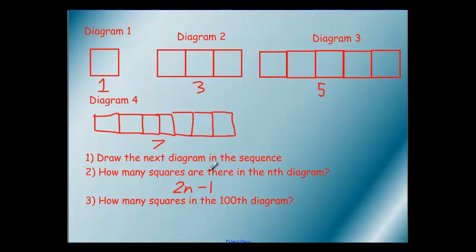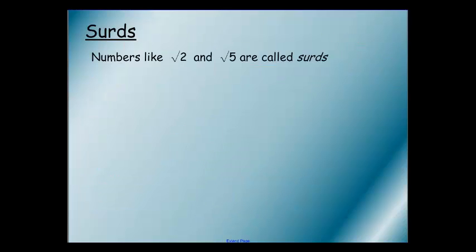And to get from the 2 times table to this sequence, I need to take away 1. Now that I have this nth term, I can work out how many squares there are in the hundredth diagram. So in the hundredth diagram, n is 100, so 2 times 100 is 200, take away 1 is 199. So that's all we need to know for sequences. Let's look at our other topic, surds.